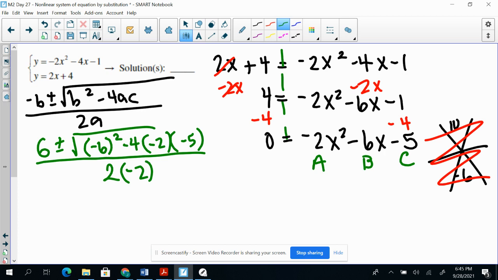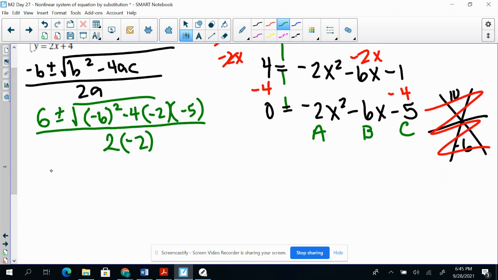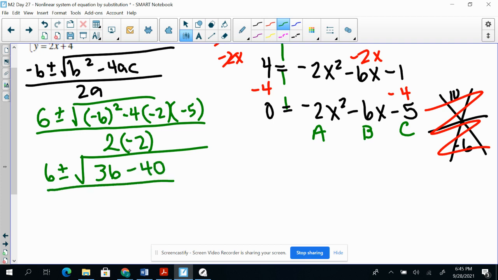So again, I'm going to probably write more than you're going to be willing to write, but just so you know where all the numbers are coming from. So 6 plus or minus the square root of 36, because negative 6 times negative 6 is 36. And then 4 times negative 2, or negative 4 times a negative 2, you can do it either way. It's going to be a positive 8 times a negative 5. It's going to give me a negative 40 all over negative 4. And then that's going to give me 6 plus or minus the square root of negative 4 over negative 4.